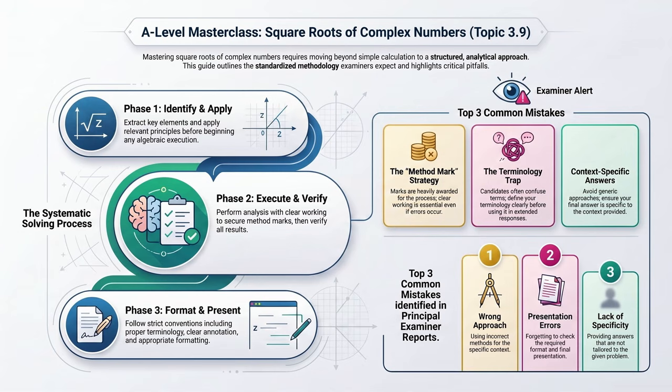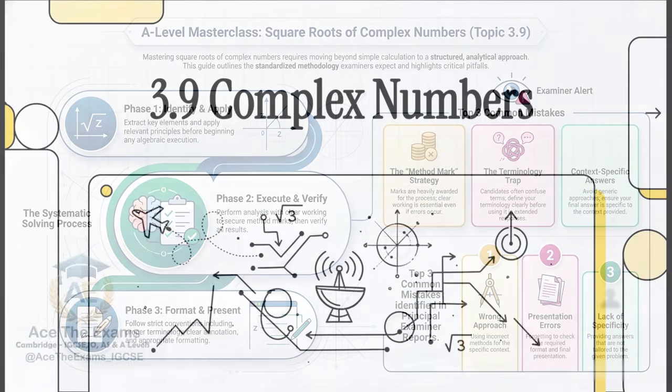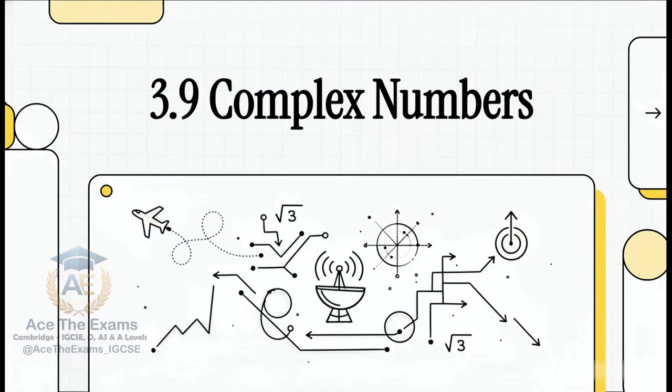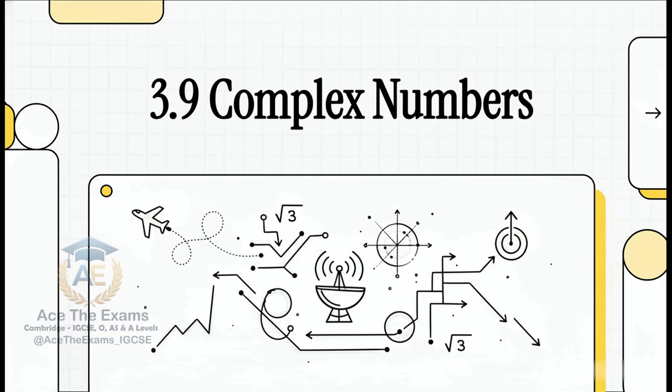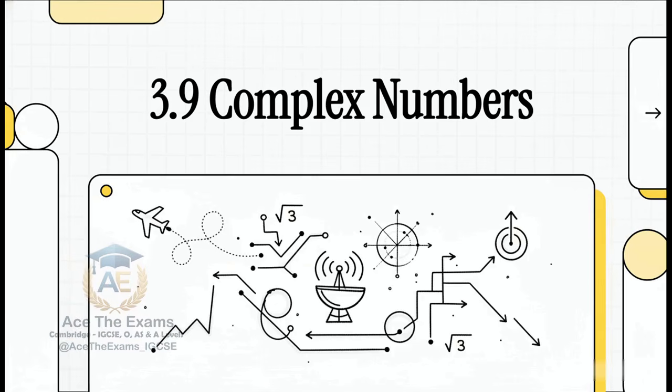Welcome to Mission Control. I am stepping in as your exam flight director today for this explainer, and we are going to navigate the incredibly turbulent skies of Cambridge Mathematics Syllabus 9709. Specifically, we are locking our telemetry radar right onto topic 3.9, the square roots of complex numbers.